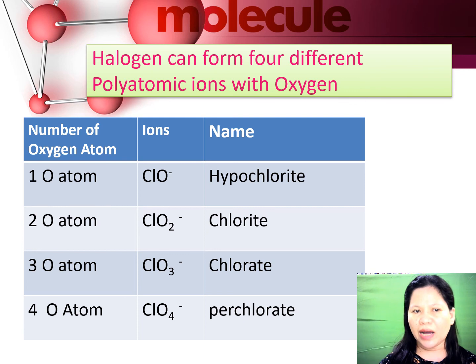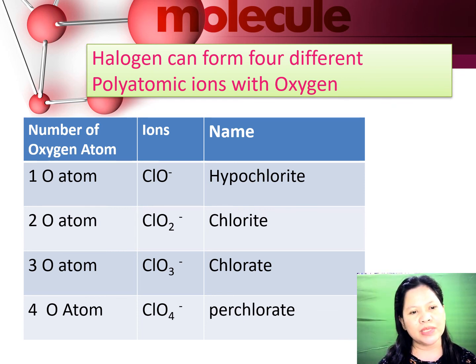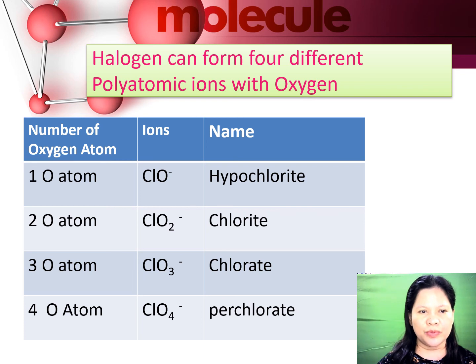Now, for the halogen group, halogen can form 4 different polyatomic ions with oxygen. For example, if one atom of oxygen is present, that will be hypochlorite. If there are 2 atoms, that becomes chlorite. If there are 3 atoms, that will be chlorate. And if there are 4 atoms of oxygen, that will be perchlorate. So that is for special cases among the halogen group.